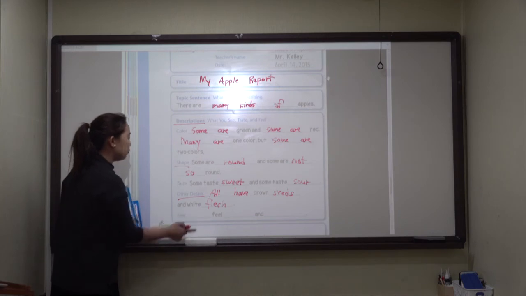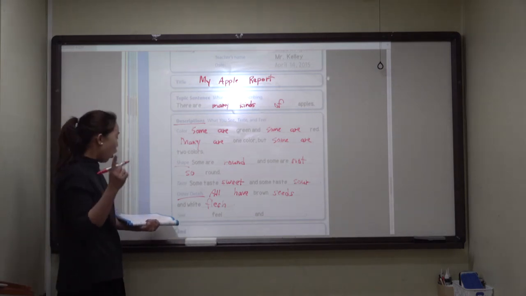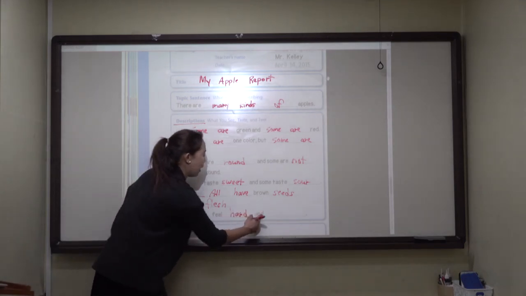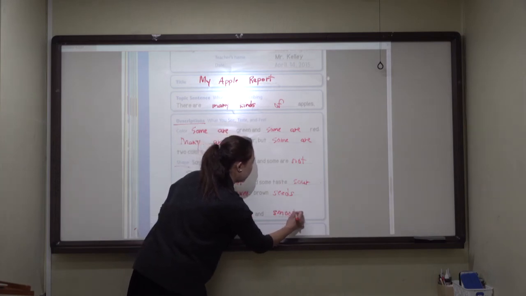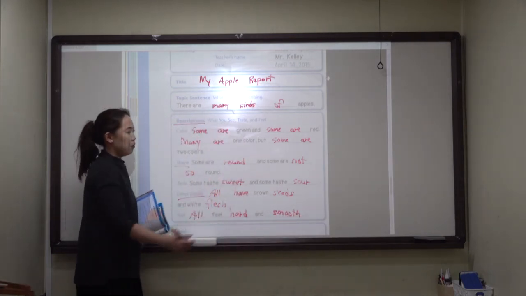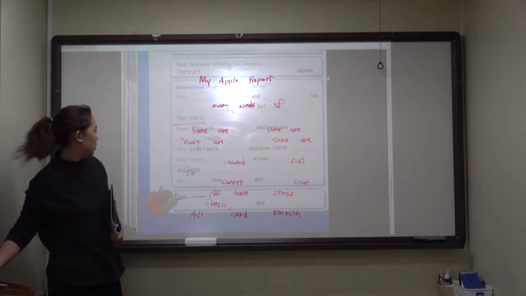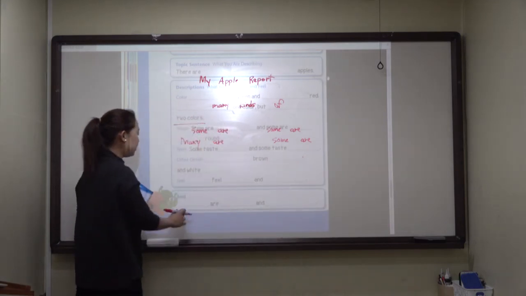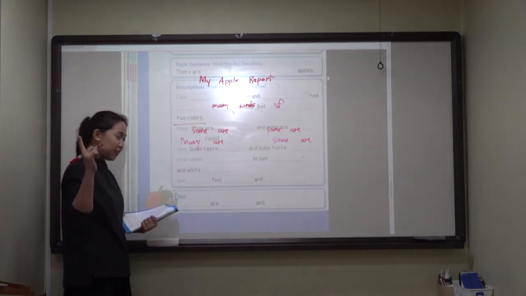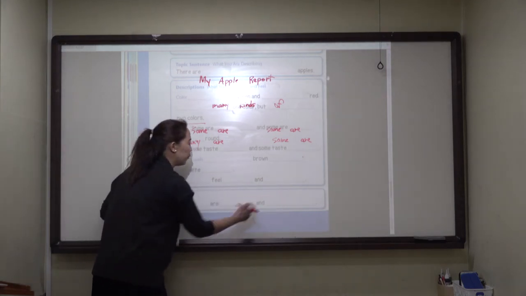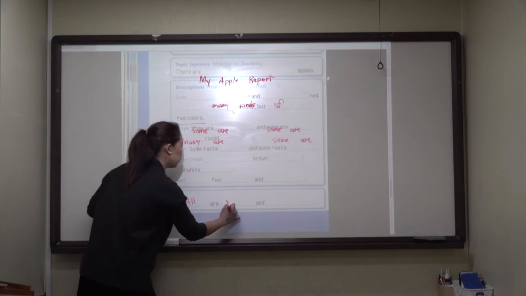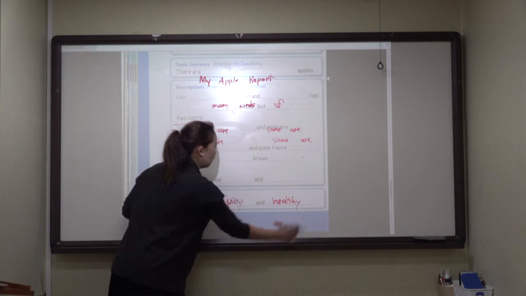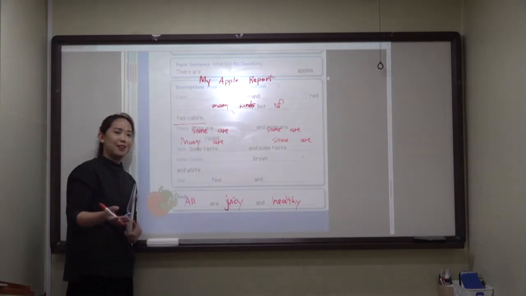And then, what is for the last sentence here? Okay, all feel hard and smooth. And for the last sentence, guys, for the ending. Okay, that's very good. All are juicy and healthy. Okay. Did you get this, guys? All right.